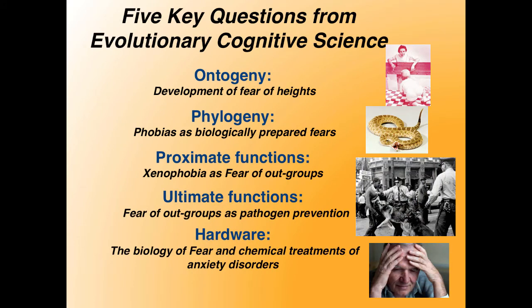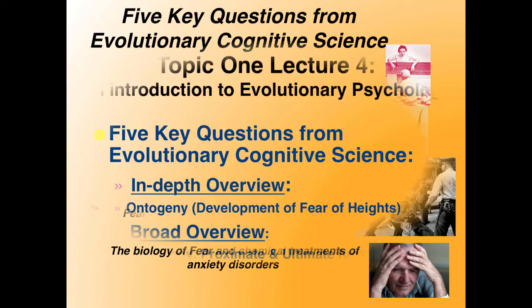To appreciate these 5 questions, we'll apply each question to the psychology of fear. We'll begin with the study of ontogeny or development by looking at the development of fear of heights. Next, we'll turn to the question of phylogeny or evolution and look at phobias as evolved biologically prepared fears. We'll then look at the question of proximate functions by examining xenophobia as fear of outgroups, and then we'll turn to ultimate functions by looking at fear of outgroups as a pathogen prevention mechanism. Finally, we'll look at the question of hardware and consider the biology of fear and chemical treatments of anxiety disorders.